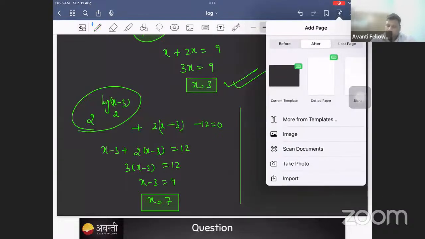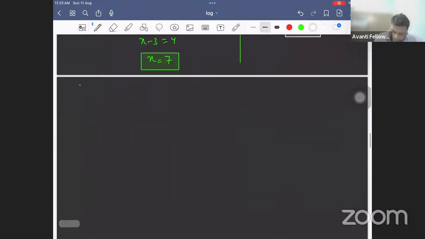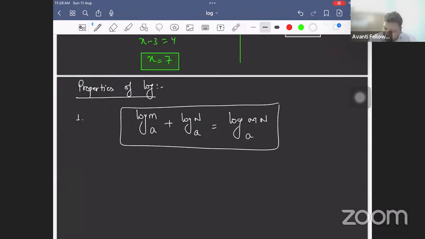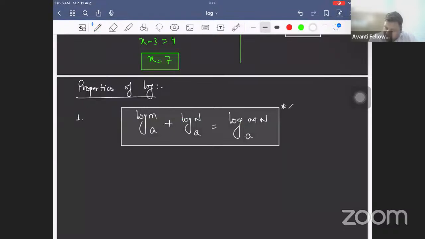Now we'll do properties of log. Properties of log. Now first and very important property, log m base a plus log n base a is equals to log mn base a. Very, very, very important. Log m base a plus log n base a is log mn base a.